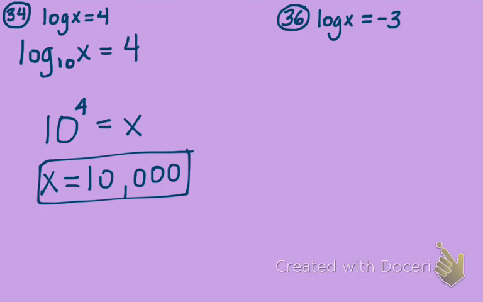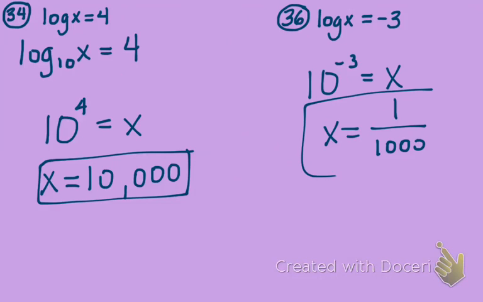Moving on to number 36. Again, our base is 10, so 10 to the other side equals x. So this is 1 over 10 to the third, which is a 1 with 3 zeros behind it, and that's our answer to that one.